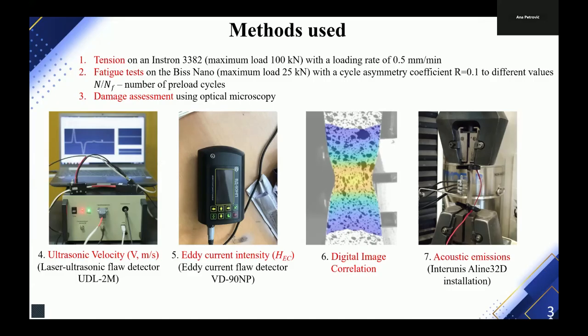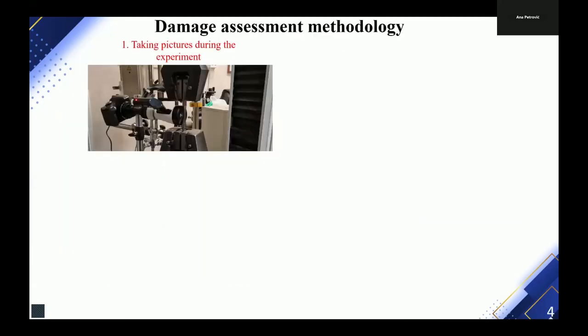And we use some parameters of non-destructive testing, for example, ultrasonic velocity, eddy current, digital image correlation with quantitative estimation of weak and high areas of strain, and acoustic emission. To assess damage, we use a special methodology.